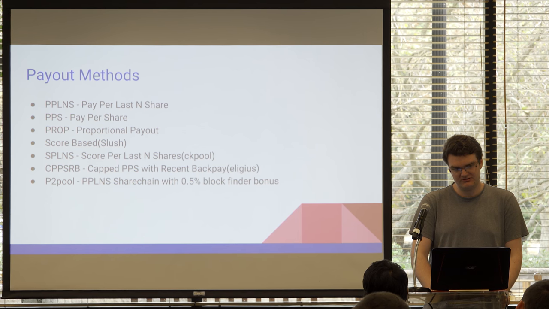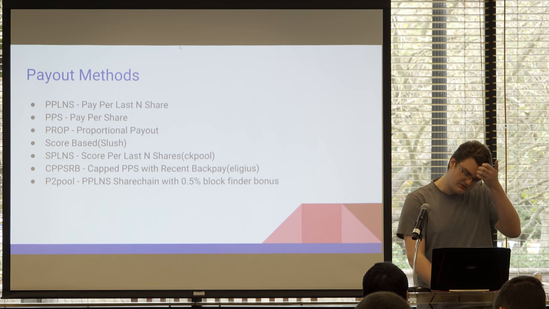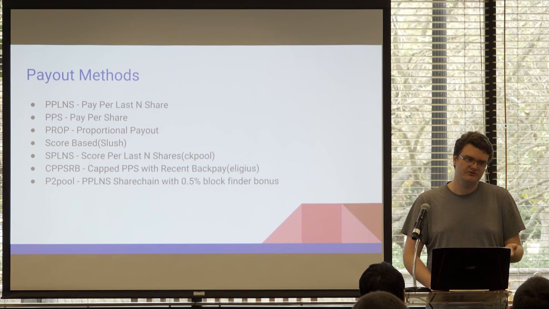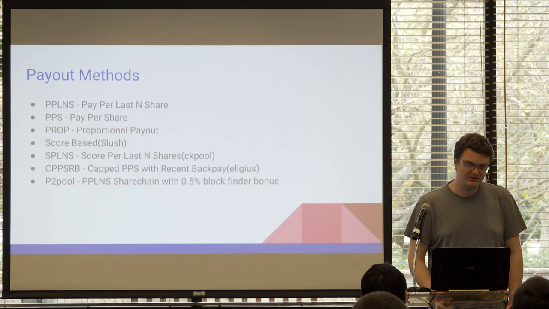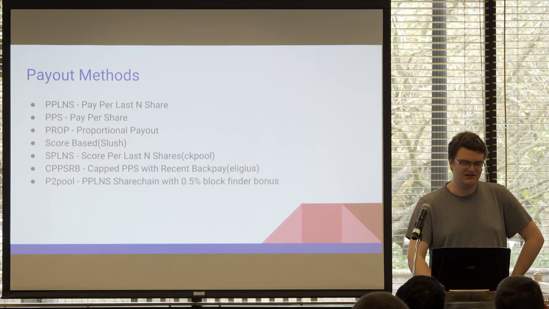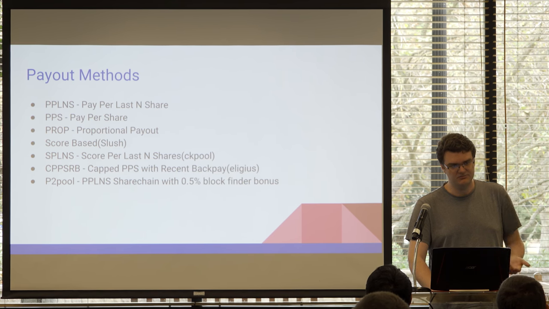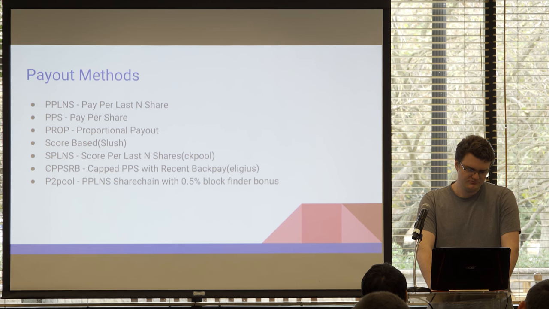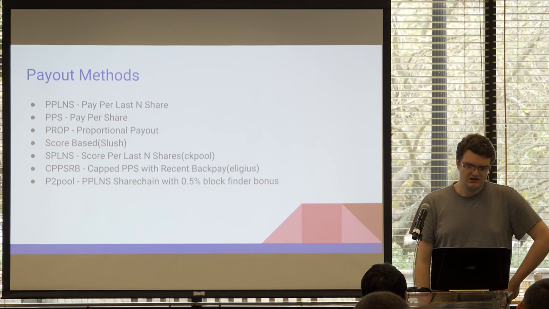And there's pay per share. This is the most common one nowadays, where basically every share that's submitted is given a certain Bitcoin reward. And in terms of risk, with pay per last N shares, the miner who's mining to the pool is taking most of the variance risk, while with pay per share, it's the pool operator that's taking the variance risk. So if a pool is unlucky and is doing pay per share, then it's going to be the pool operator that would be losing out, not the miner. There's some score-based payout methods, which in terms of risk are usually roughly similar to pay per last N shares.